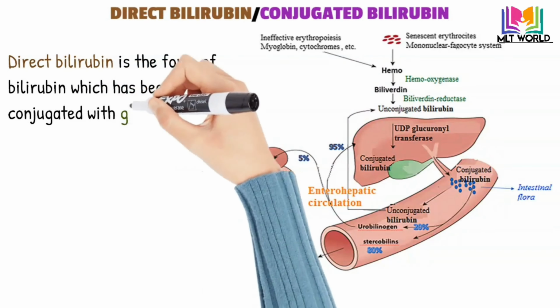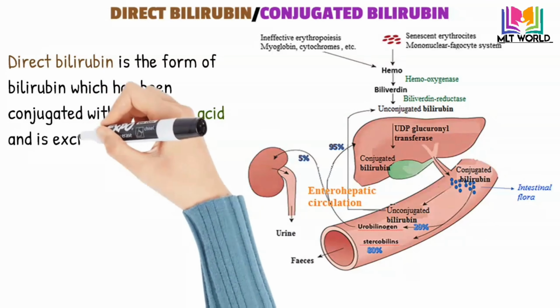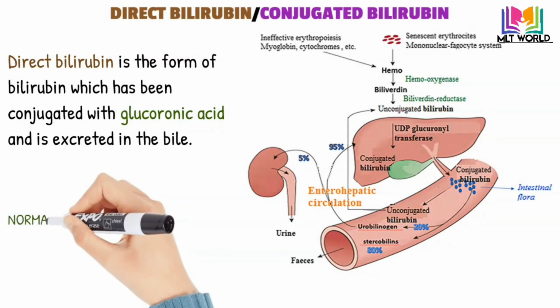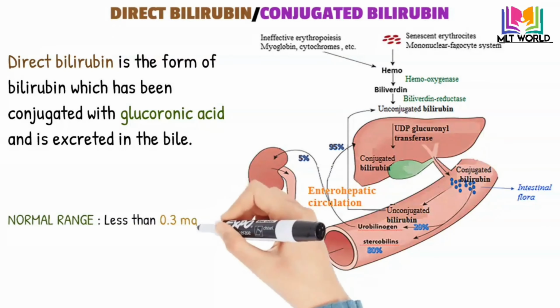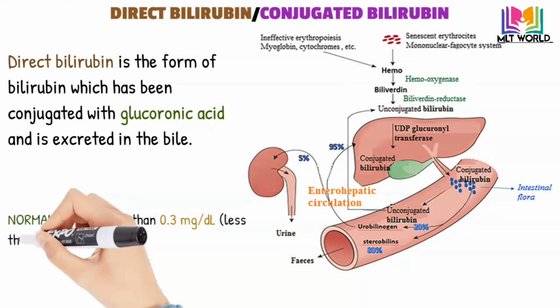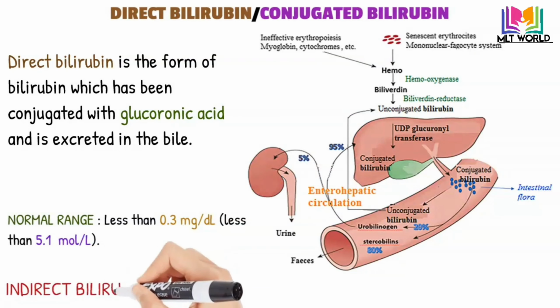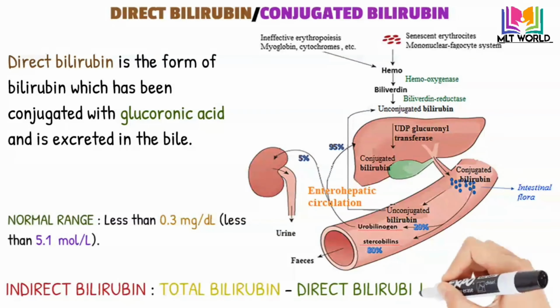And if there is any liver damage, more direct bilirubin will be released and it will indicate the hepatic stage of infection. Normal range of direct bilirubin is less than 0.3 milligram per dl or 5.1 micromole per liter. How will we calculate indirect bilirubin? Total bilirubin minus direct bilirubin.